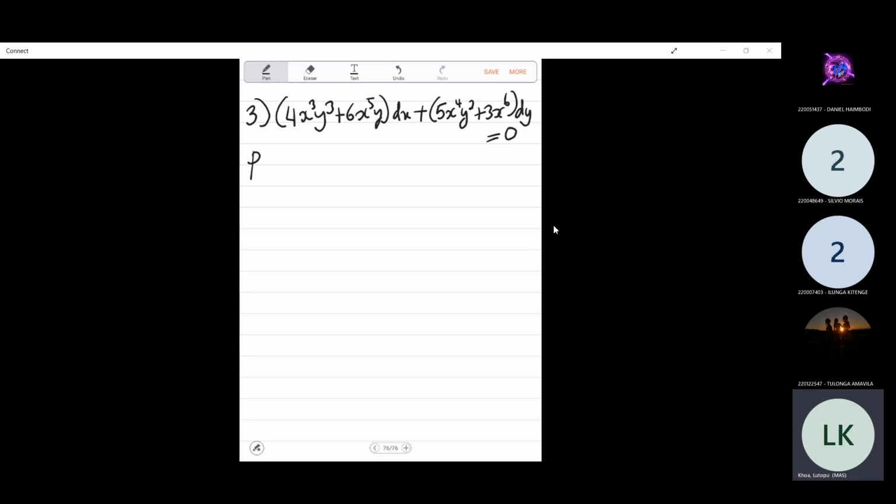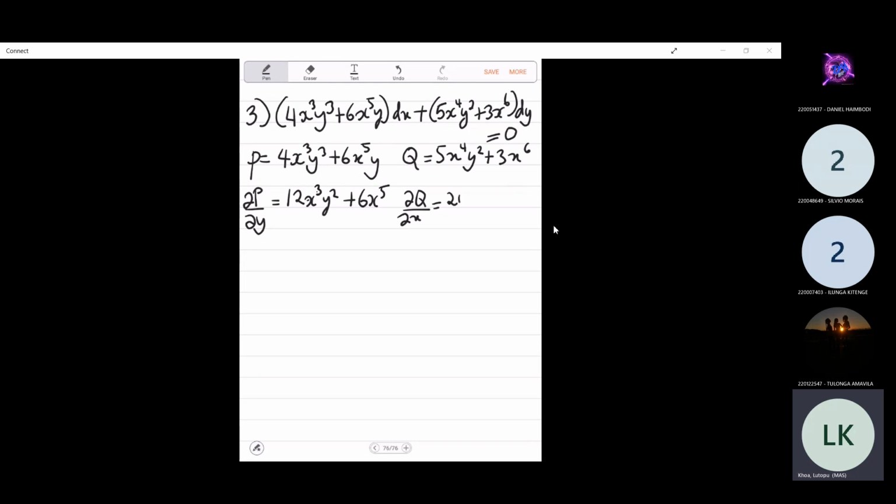So my p here is 4 x to the power of 3 y cubed plus 6 x to the power of 5 y, and then q is 5 x to the power of 4 y squared plus 3 x to the power of 6. So we find dp dy. This is 12 x to the power of 3 y squared plus 6 x to the power of 5. Then dq dx. This is 20 x to the power of 3 y squared plus 18 x to the power of 5. So obviously this is not exact, so what we need to do is work out our delta.